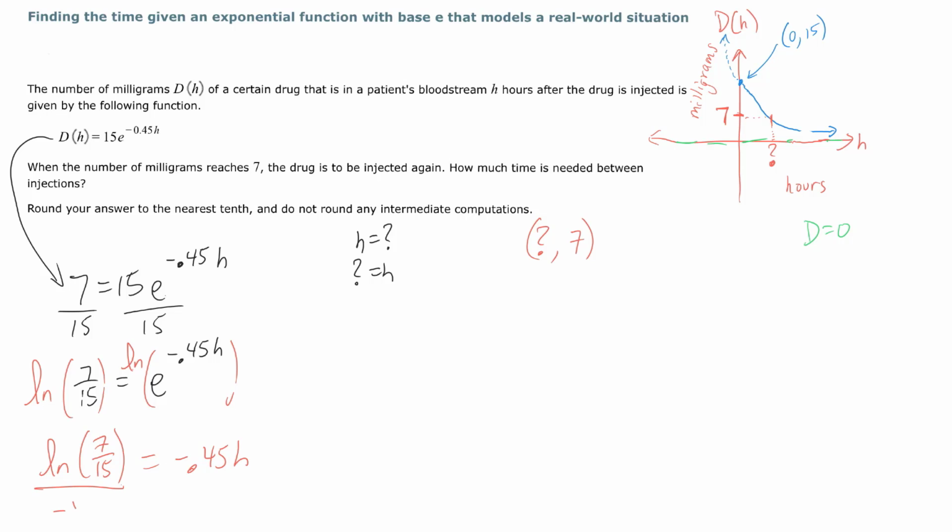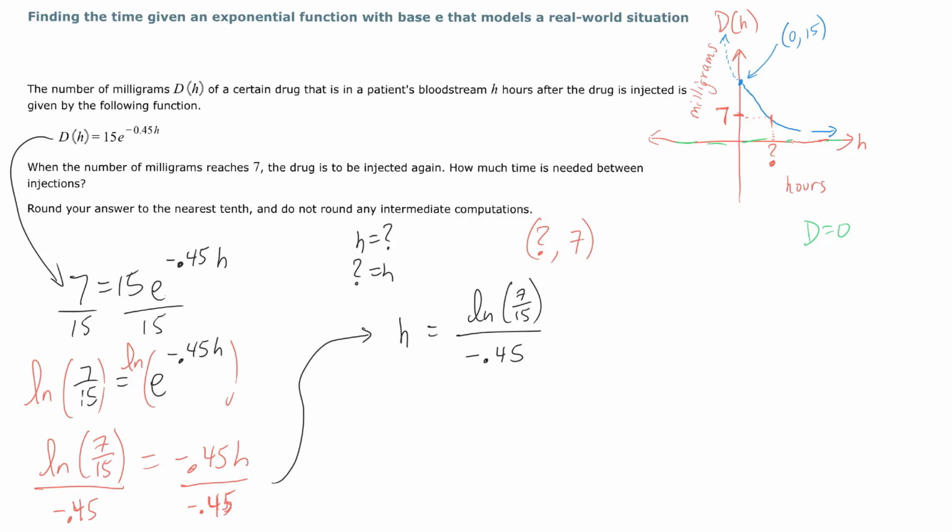We could divide by negative 0.45 because it's not 0. And notice we have a negative number divided by a negative number, so it's going to be a positive number. And I'm really referring to this. ln of 7/15 is negative, and divided by a negative is still going to be a positive number. And so we really want that. We don't have negative time. We don't have time machines yet. And here we go. H is equal to ln of 7/15 divided by negative 0.45.